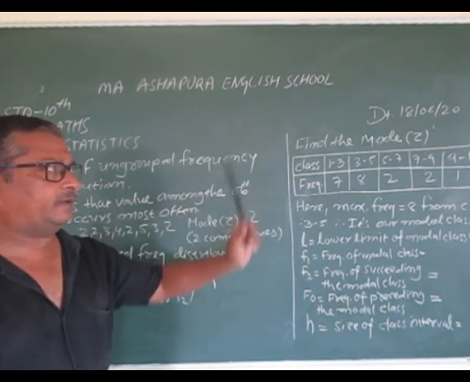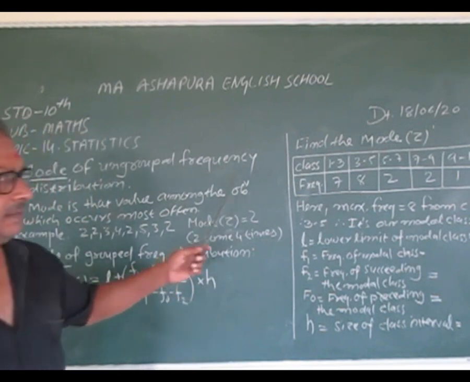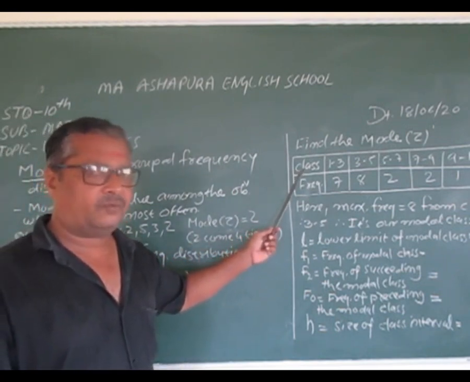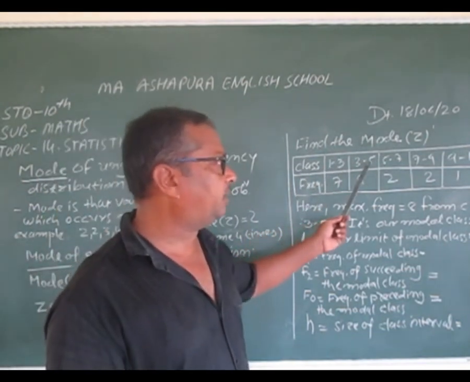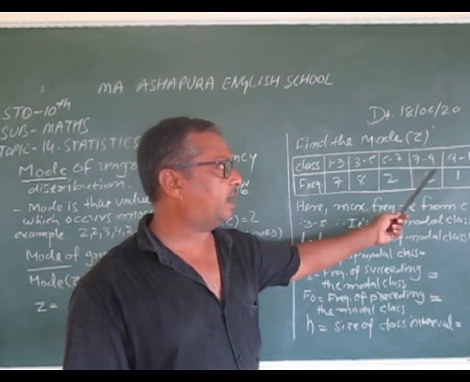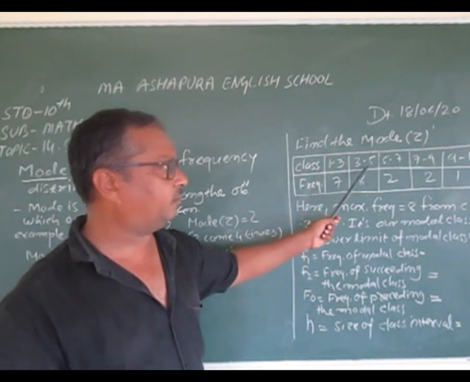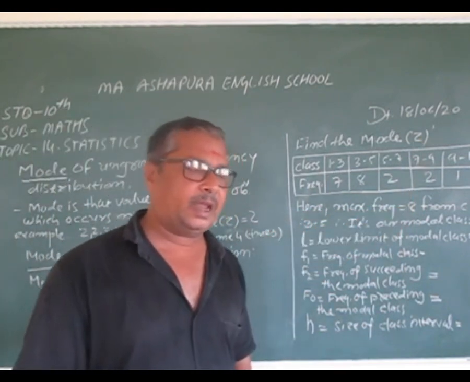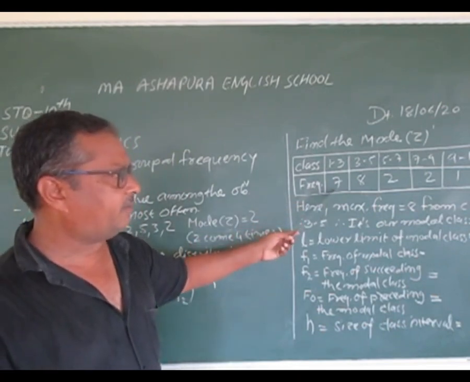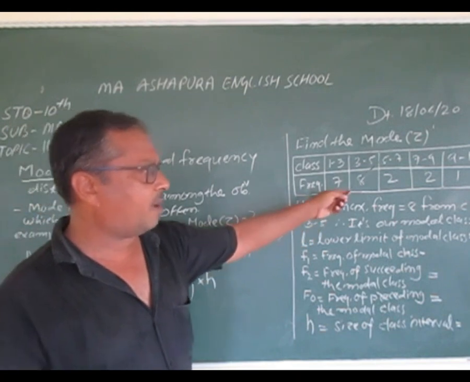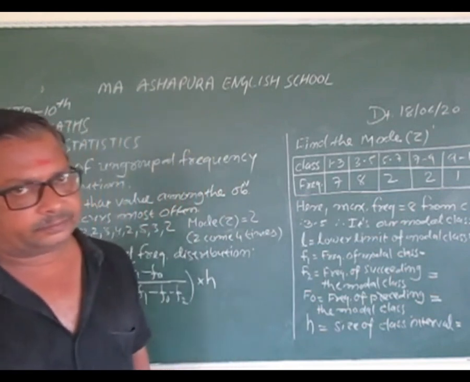Find the mode Z for the following table. Here the grouped data is available: the first row shows the classes. The classes are 1 to 3, 3 to 5, 5 to 7, 7 to 9 and 9 to 11. We have 5 classes. The related frequencies are: 1 to 3 is 7, 3 to 5 is 8, 5 to 7 is 2, 7 to 9 is 2 and 9 to 11 is 1.